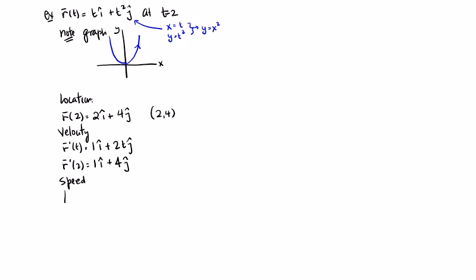The speed is the magnitude of that, so square root of 17, 4 point something. The acceleration is the second derivative. This is 0i plus 2j. I'll plug in the point. There are no t's left, but it's worth plugging it in just to be cognitively aware of what we're doing.